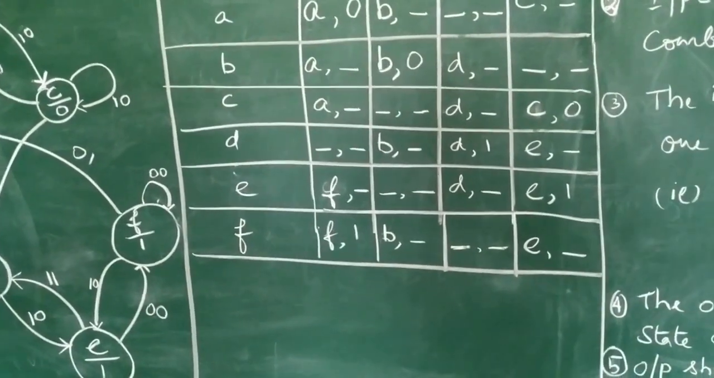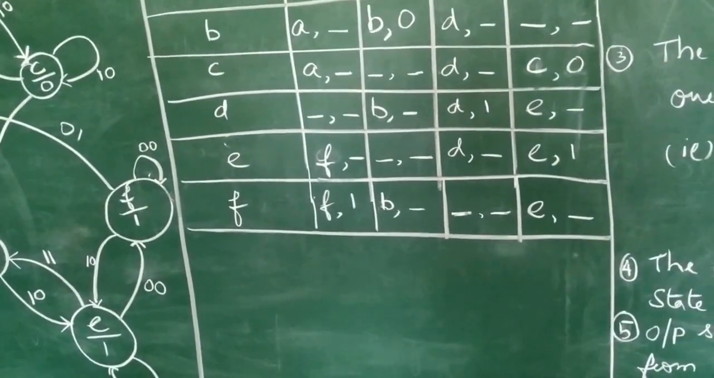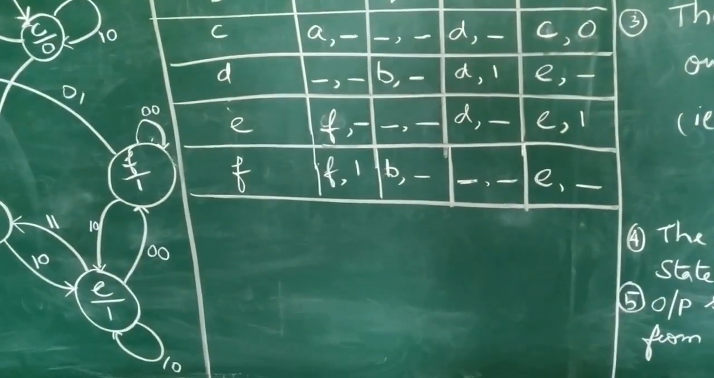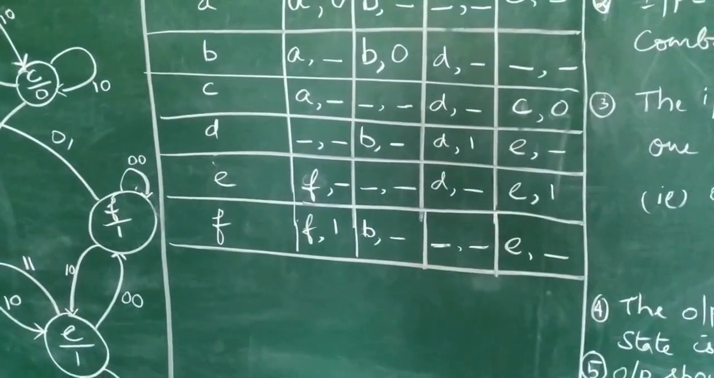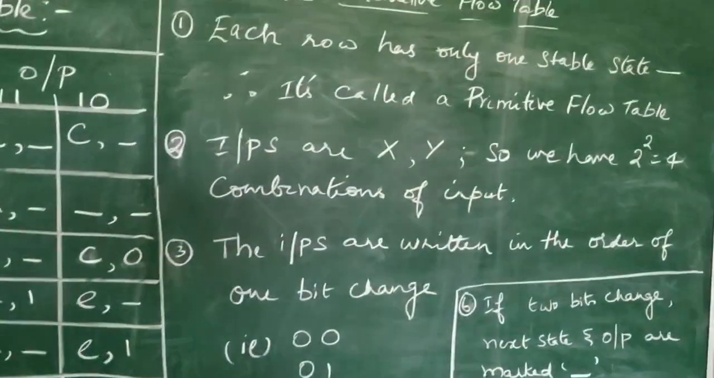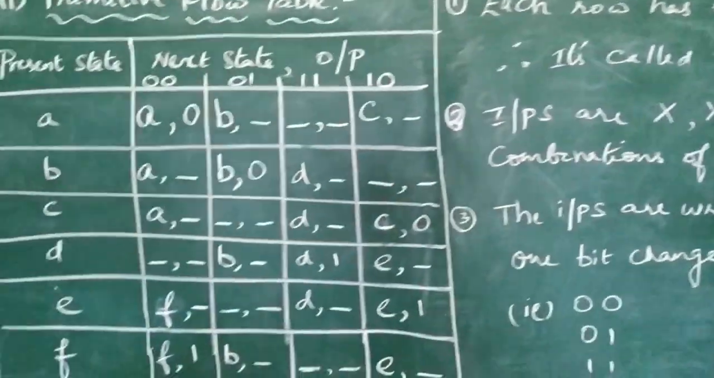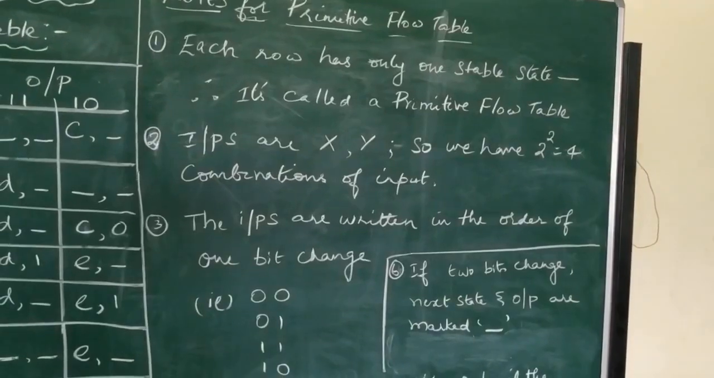So a state can move into only two other states, and when it moves to itself, it is a stable state. The other two transitions it is making are unstable states. Okay, so I have given you the notes for this primitive flow table here. What I have explained you in this table, I have given it as notes for your reference.